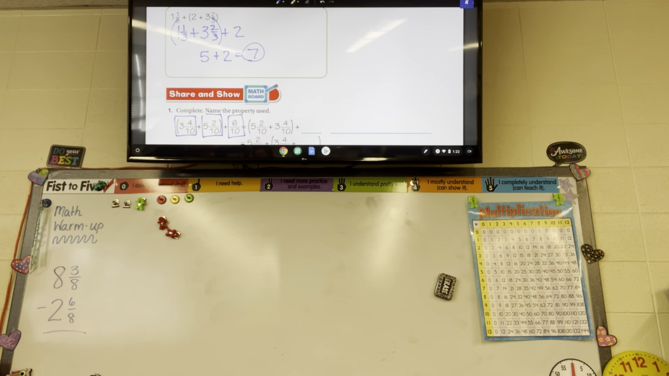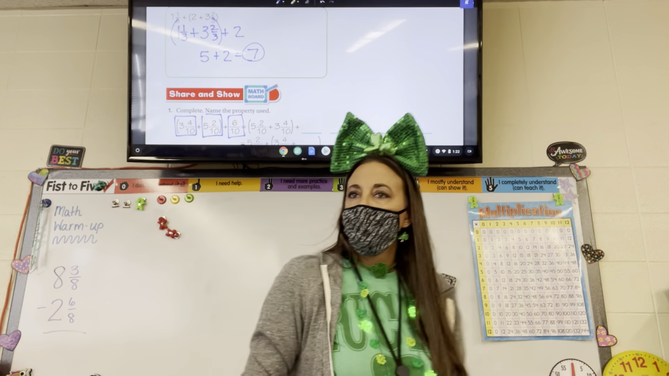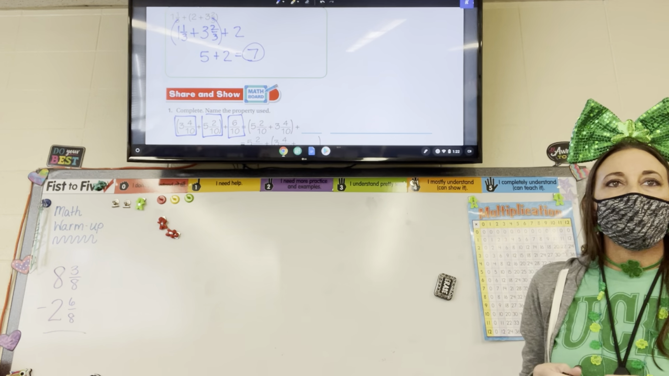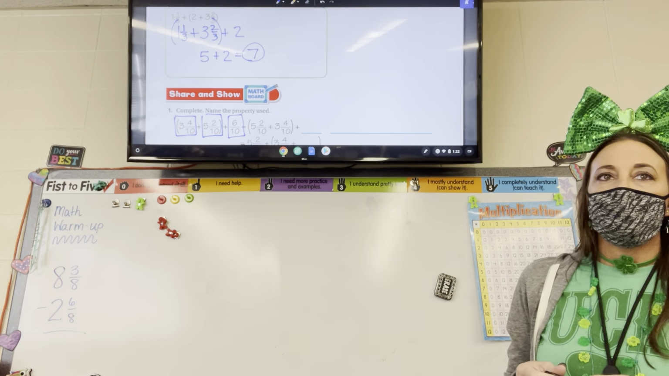3 and 4 tenths and 5 and 2 tenths. How come? Because both denominators are 10. Well, all of them have a denominator of 10. Waylon, what do you think? 3 and 4 tenths plus 6 tenths, you know why? Because 4 tenths plus 6 tenths equals 1 whole. Bingo. You got it. Nice job.